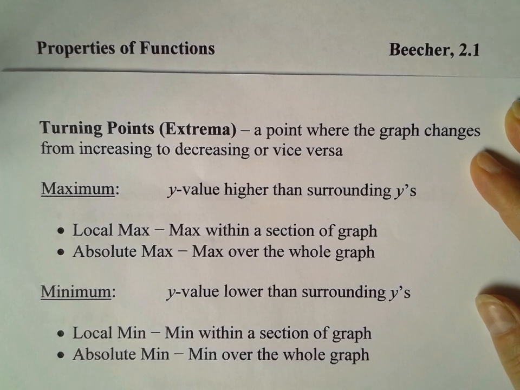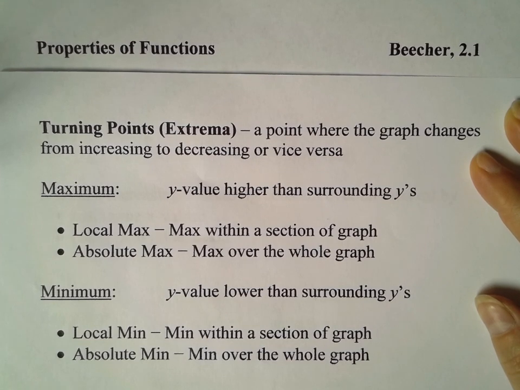Sometimes the turning points are called extrema. That comes from the word extreme, right? So these are sort of points at an extreme. And the definition is, a turning point is basically where a graph makes a turn, okay? But in order to count as a turn, it's going to be the point where the graph changes from increasing to decreasing, so going up to going down, or vice versa, from going down to going up.